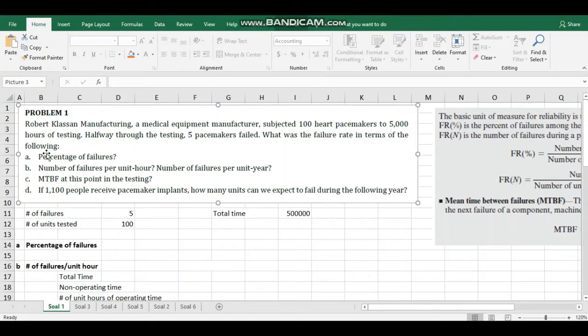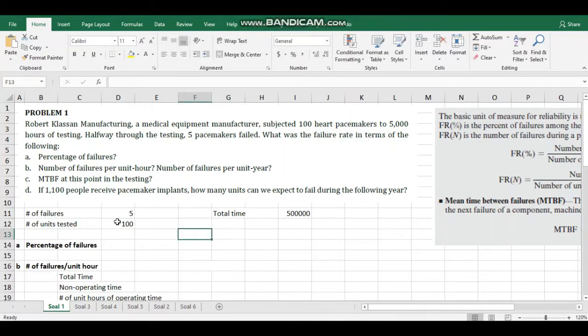Okay, here we have Robert Clausen Manufacturing, a medical equipment manufacturer, and they subjected 100 heart pacemakers to 5,000 hours of testing. Halfway through the testing, 5 pacemakers failed. What was the failure rate in terms of the following? Percentage of failures, number of failures per unit hour, number of failures per unit year, and then MTBF, or mean time between failures, at this point in the testing. And the last one is, if 1,100 people receive pacemaker implants, how many units can we expect to fail during the following year?